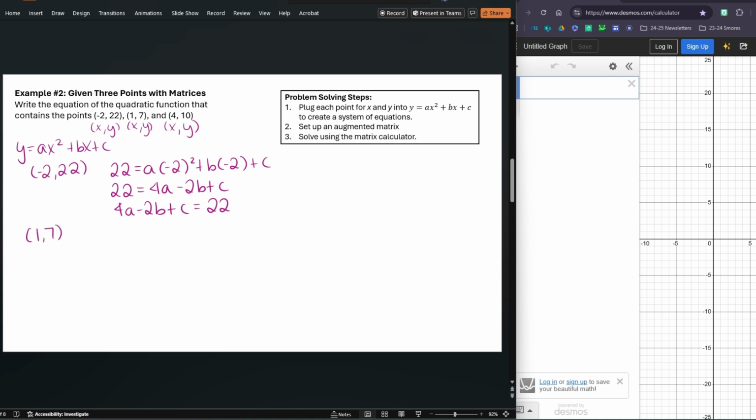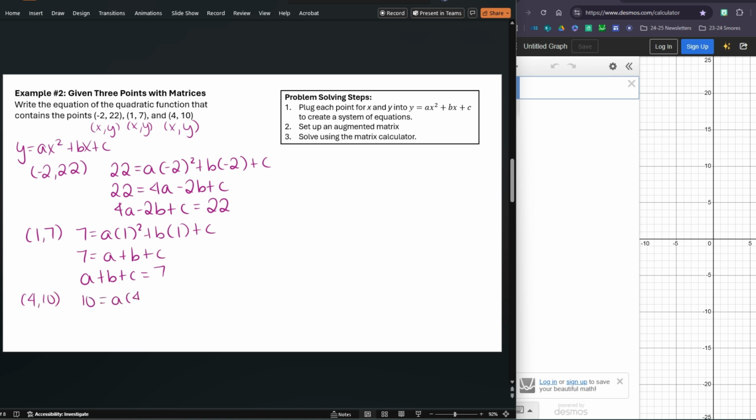Okay, so based on the point (1, 7), I have 7 equals a times 1 squared plus b times 1 plus c. So I have 7 equals a plus b plus c. I'm just going to turn this equation around. So I have a plus b plus c equals 7. Okay, and now we have the point (4, 10). So let's go ahead and plug that in.